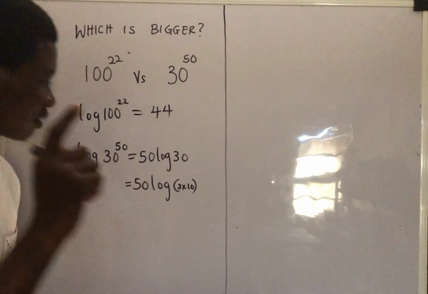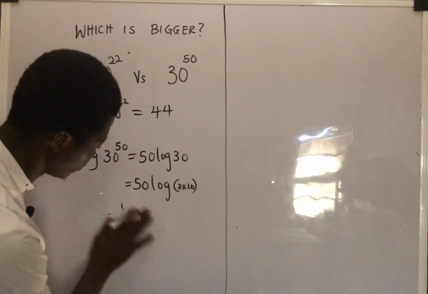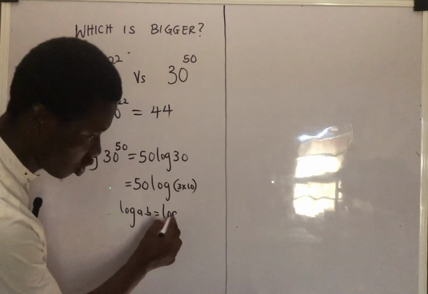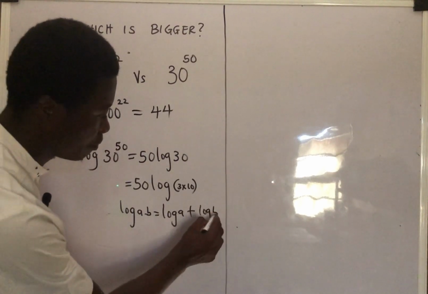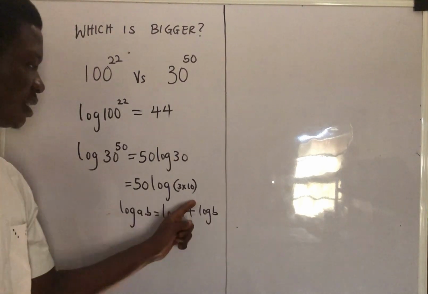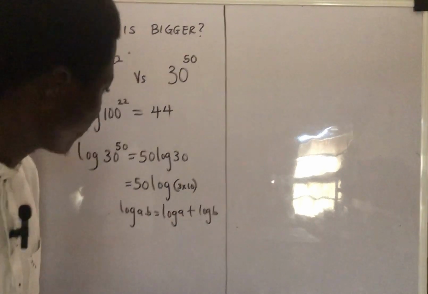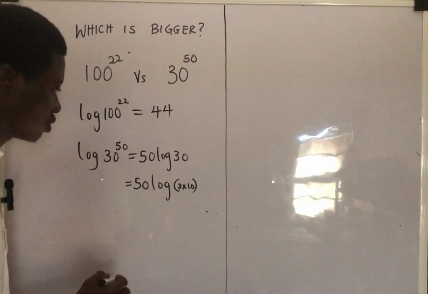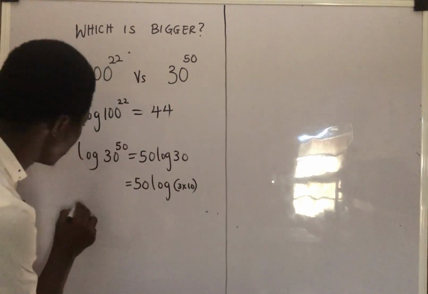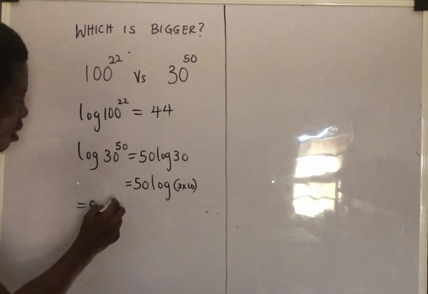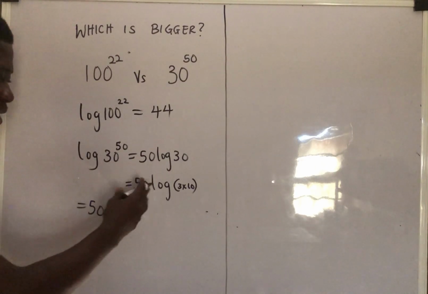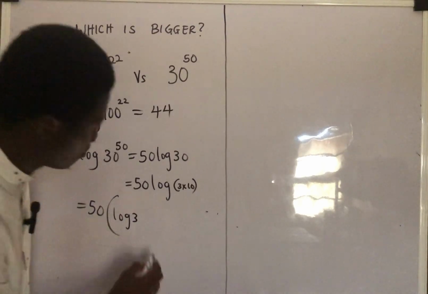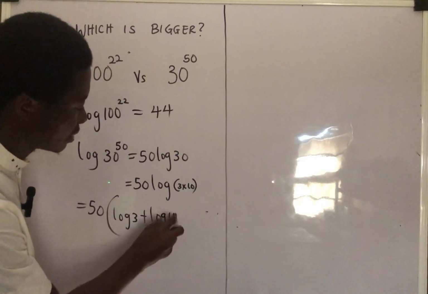And according to one of the laws of logarithm, log a multiplied by b is equal to log a plus log b. Okay, so we are going to be expressing this in this form. Remember that all these things we are doing, we are simplifying it. Now that implies that we will now have 50, open your parentheses, because we are about to express log 3 times 10 as log 3 plus log 10.